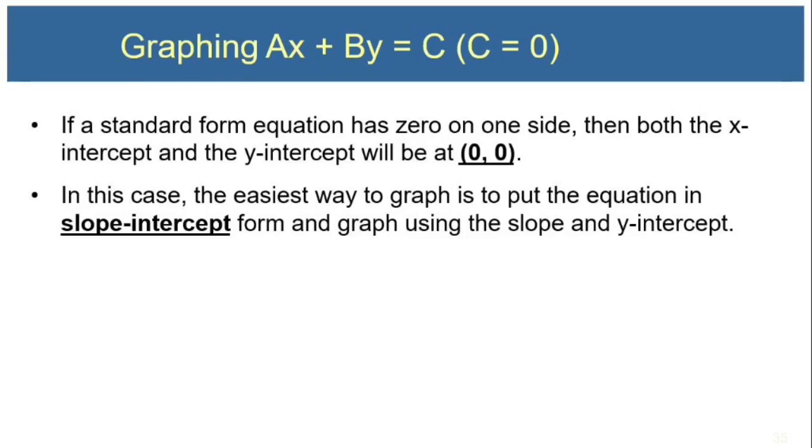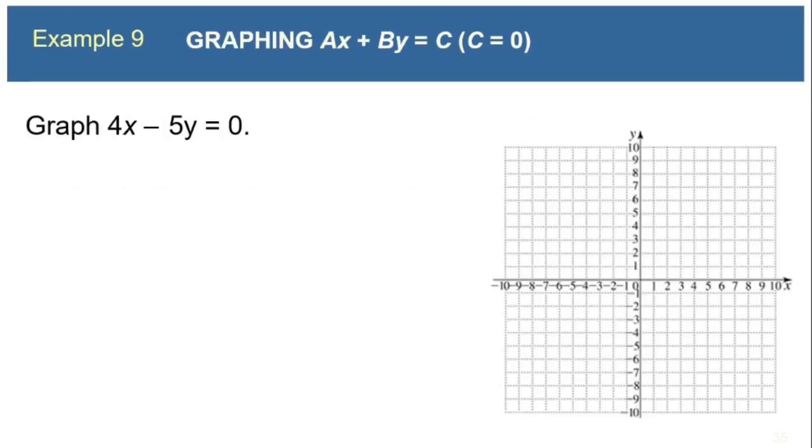Now let's talk about how to graph a line in standard form where the constant on the right side is 0. So if a standard form equation has 0 on one side, then both the x-intercept and the y-intercept will be at 0, 0. We saw that in a previous example when we were finding x and y-intercepts. In this case, because the x and y-intercepts are both the same point, you need another piece of information to graph the line. So in this case, the easiest thing to do is put the equation in slope-intercept form and then graph using the slope and the y-intercept. So let's try an example together.